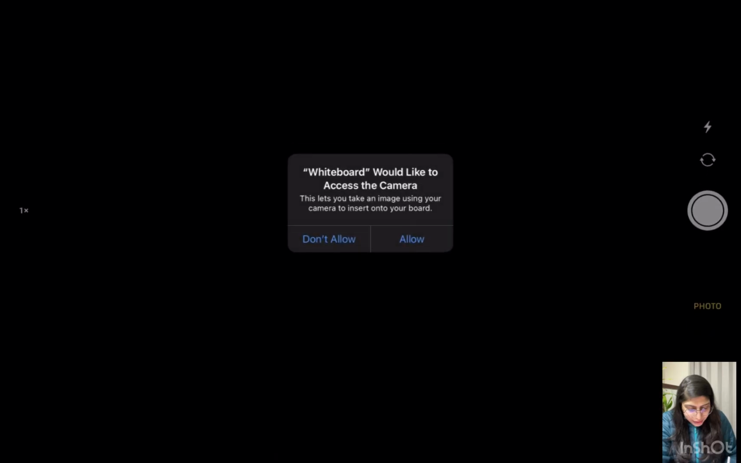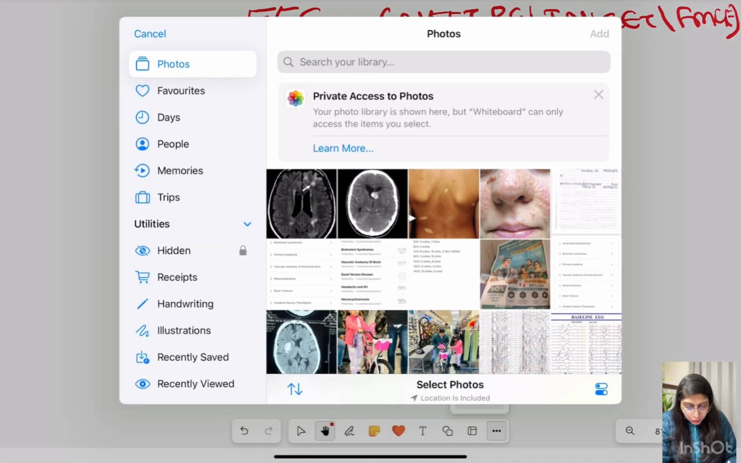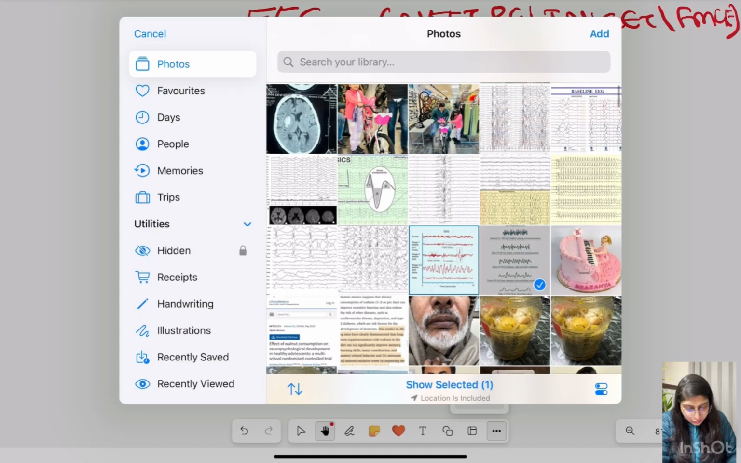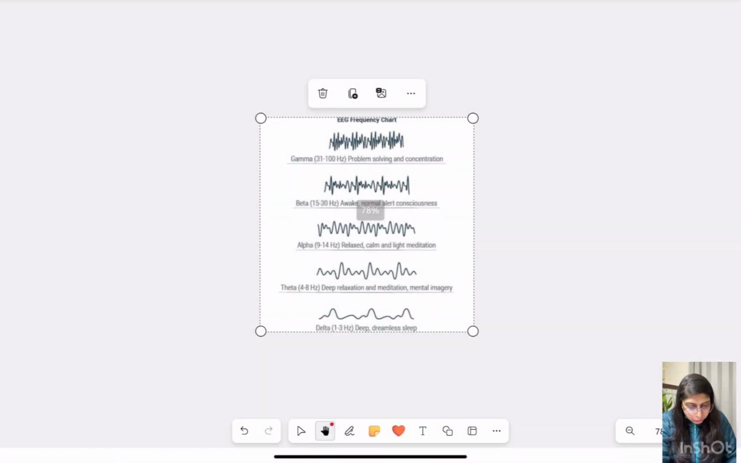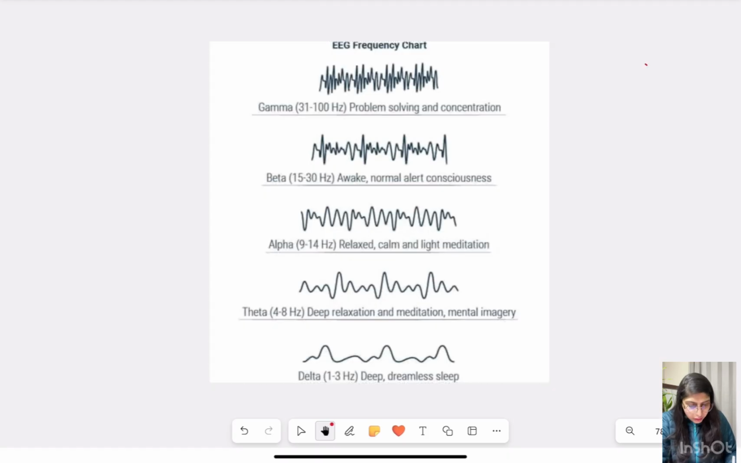One important thing here is that we need to know the EEG frequencies first. Now, what is an EEG? EEG stands for electroencephalogram. Electroencephalography is the procedure. Electroencephalogram is the graph that we get, like this one.